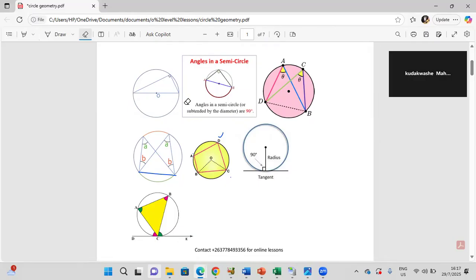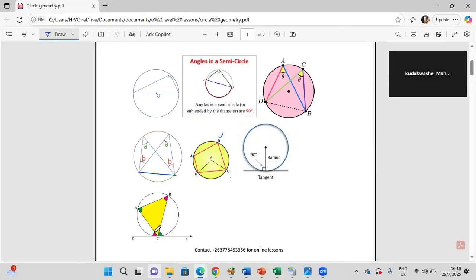Then also we did talk about this one. The examiner loves this one. Please take note of this. So where we have a tangent and we have a triangle inside the circle, and all three corners of this triangle are touching the circle. And the other corner is also at the tangent. The other corner is touching the tangent and all the other corners are touching the circle.